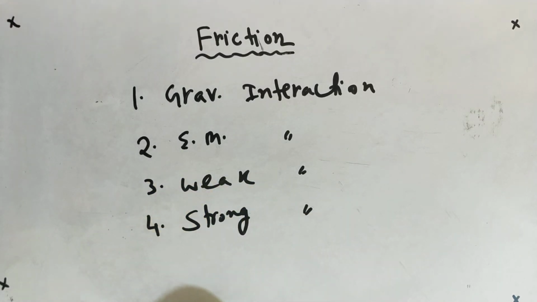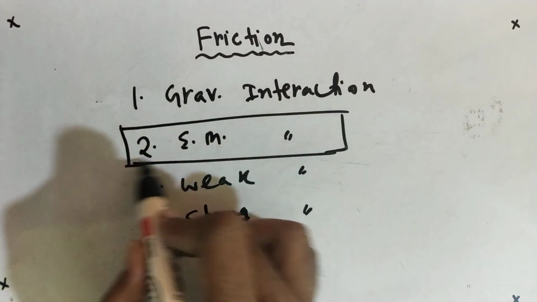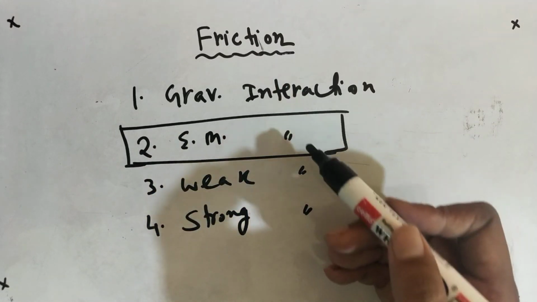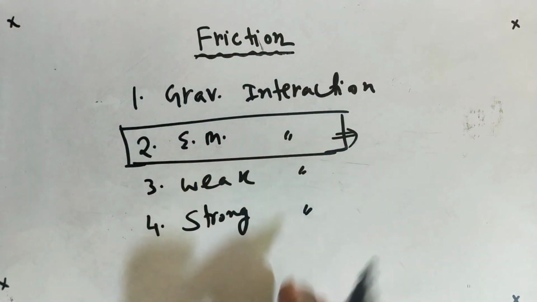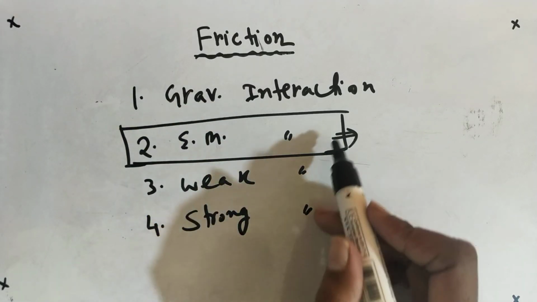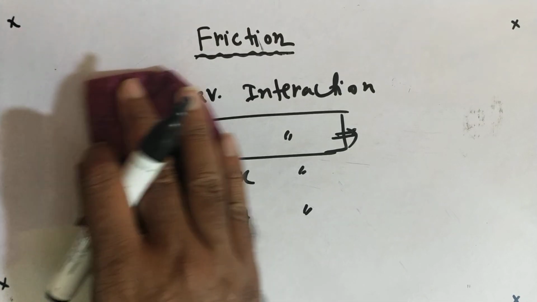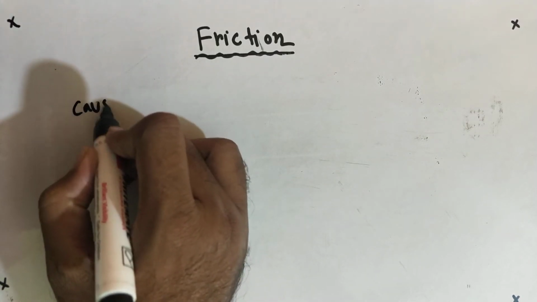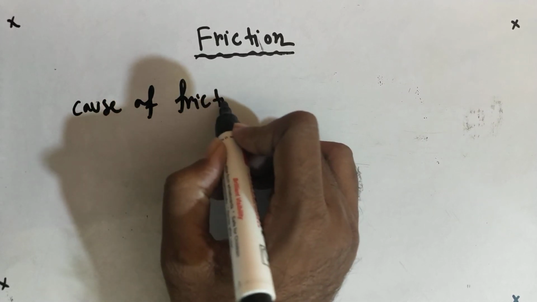So if you talk about the frictional force, it will fall in one of these categories. I have said earlier that all the forces will fall in any one of these categories. So when you talk about frictional force, it will obviously fall into one of them. Now let me analyze why it falls in this category. This is very important. For that purpose, we have to understand the cause of friction. So what is the cause of friction?